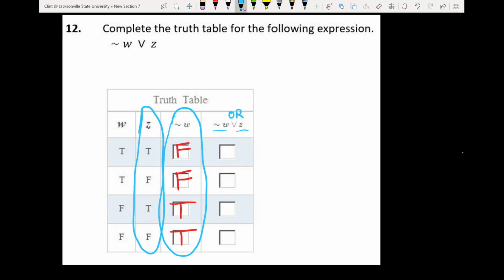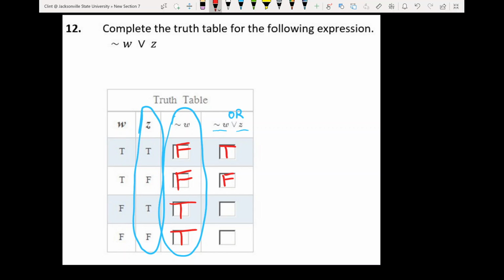So what are we going to get? On the first row, we've got a false and a true. If either one of those is true, our answer is going to be true. Well, since Z is true, it makes this one true. We go to the second row, we look at Z, it's false. Negation of W is false. They're both false, so that means our OR statement is going to be false.